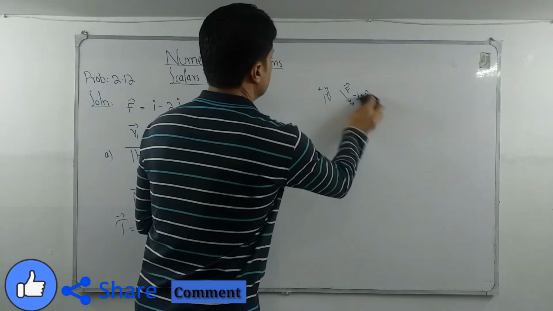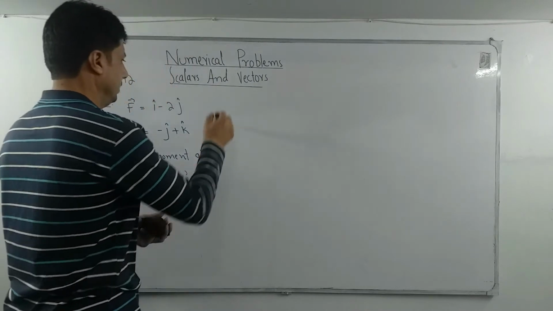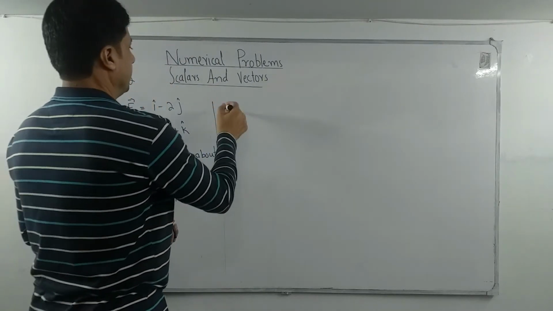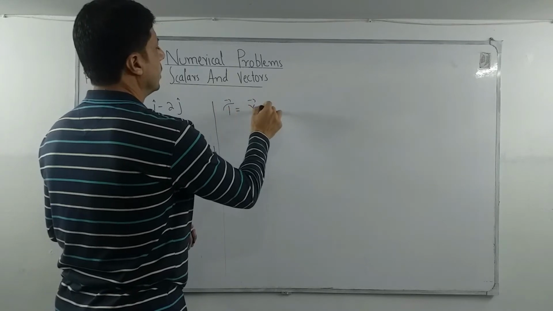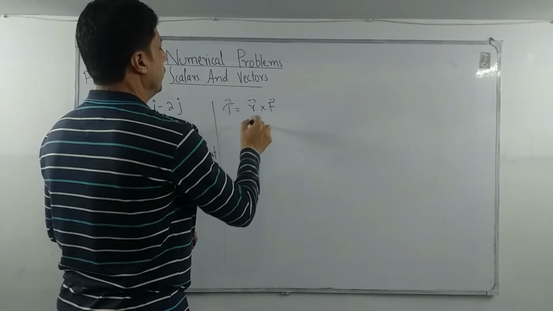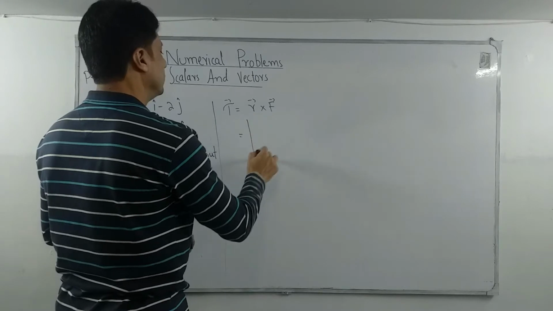For the scalar product, we just multiply the vectors by a simple algebraic method, but to find the vector product, we need to use the matrix method. Now, how can we do this? What is the matrix method? Torque will be equal to R cross F, and for R cross F we are using the matrix method.